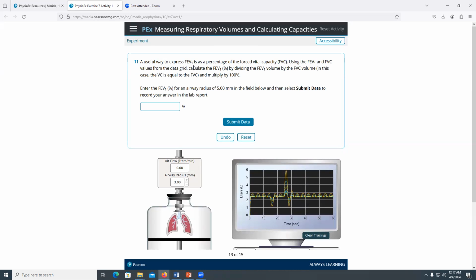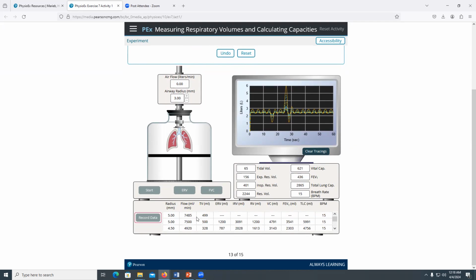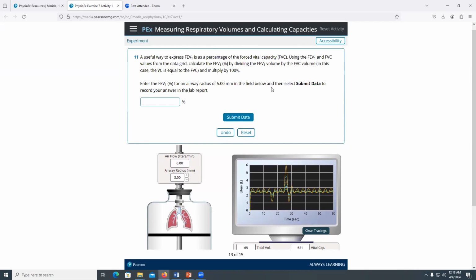Okay, so a useful way to express FEV1 is as a percentage of the forced vital capacity, which is another name for our vital capacity, using the FEV1 and FVC as a ratio from the data grid. Calculate the forced expired volume in the first second as a percentage by dividing FEV1 volume by the FVC volume, in this case the vital capacity, and then multiplying by 100. Enter the forced expired volume in the first second for an airway of radius 5, that's the control here, in the field below, and then click submit data.